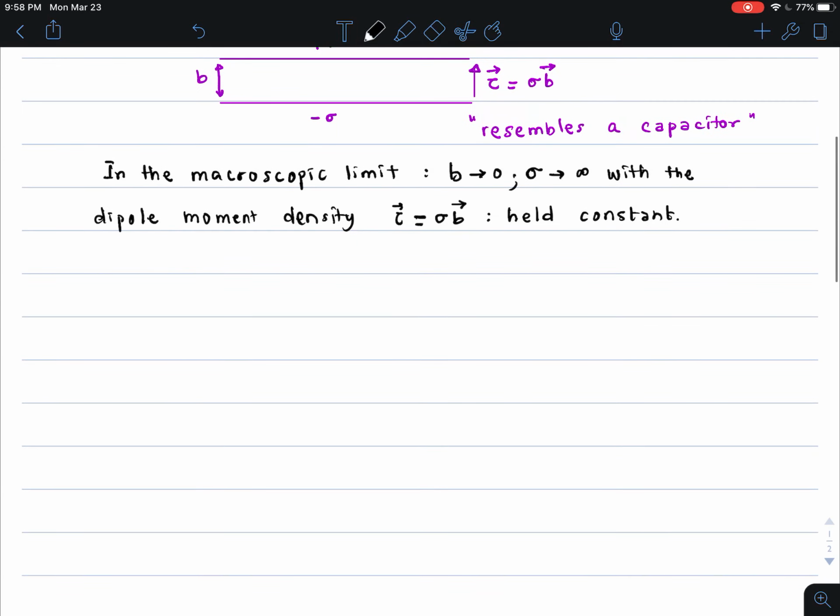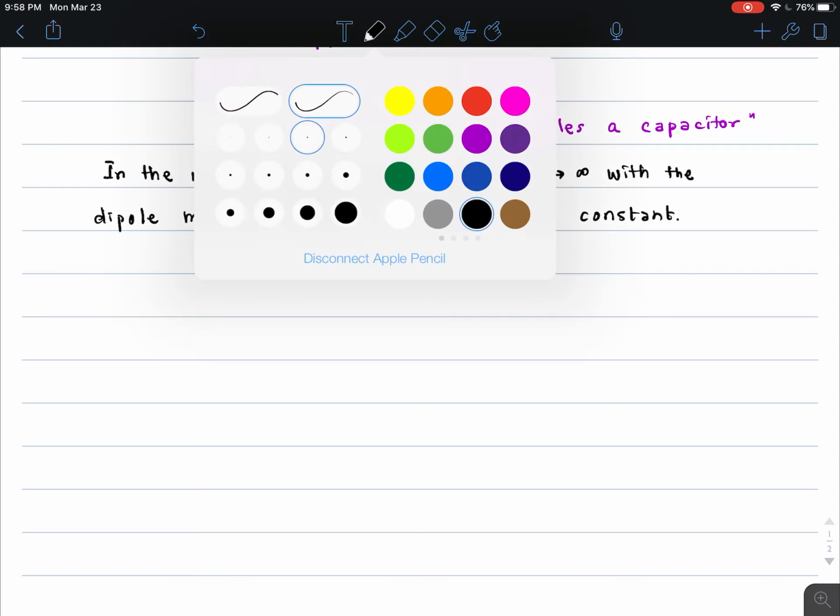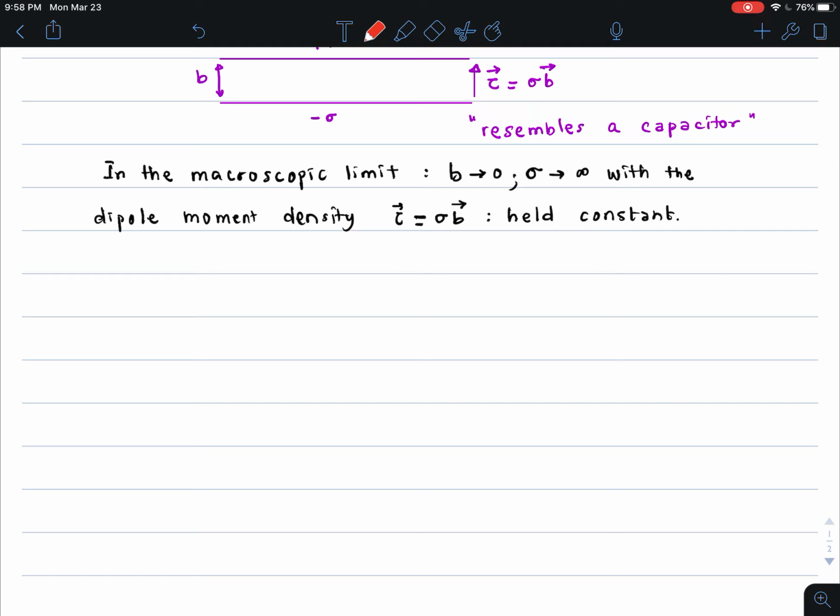Okay, so that is our definition of the dipole layer. Now we are ready to find the potential of the dipole layer. So let's take a look at that. The calculation that we have done in the past of the potential of a point dipole will be useful for us in this calculation, because this one is slightly more involved.